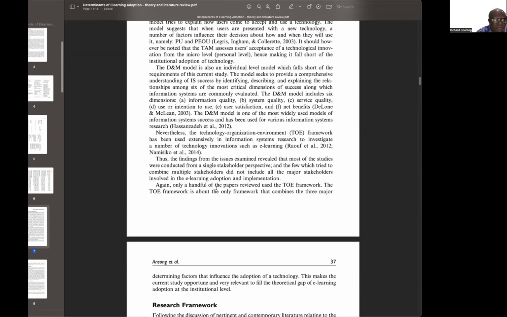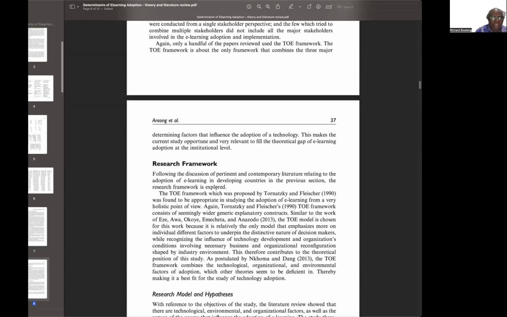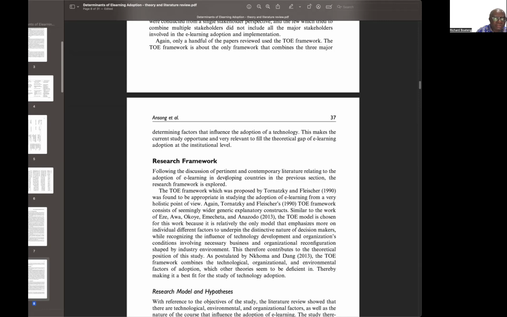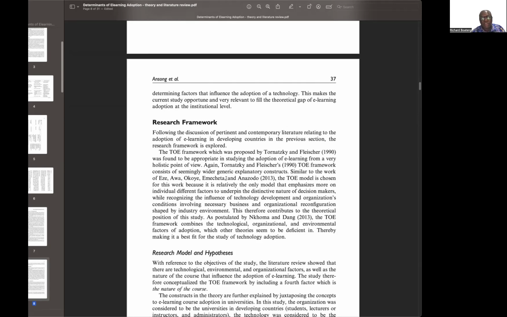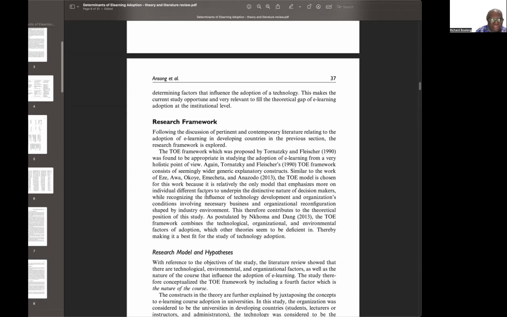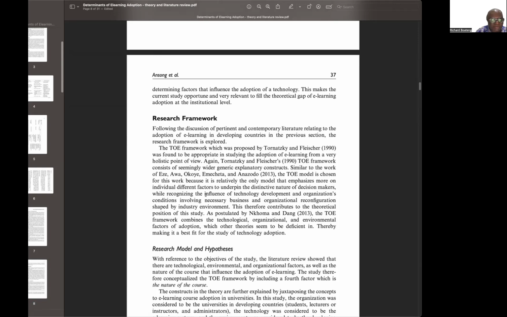So in that scenario, you end up realizing that he has to use a theory that can embrace more factors. He then picked what you call the TOE, the Technology Organization Environment Framework, which was designed by two people called Tornatzky and Fleischer. Tornatzky and Fleischer pointed out, in a book written earlier, that it is the only model that emphasizes the individual different factors to underpin the distinctive nature of decision makers when they are dealing with technology. So it has the technological factors, the organizational factors, and the environmental factors.